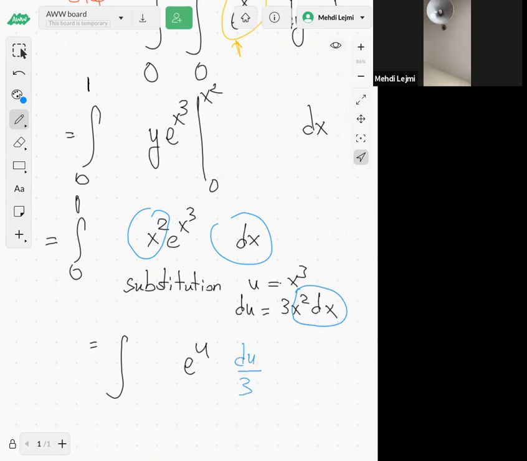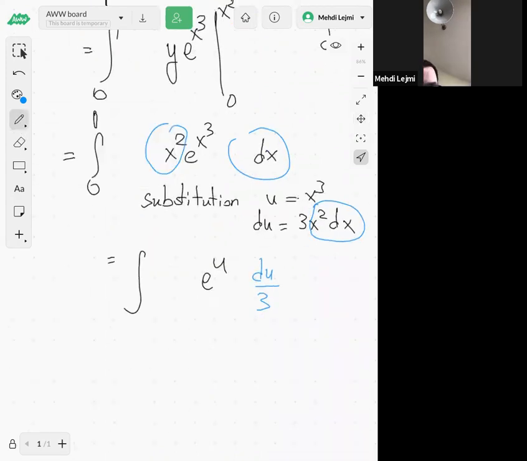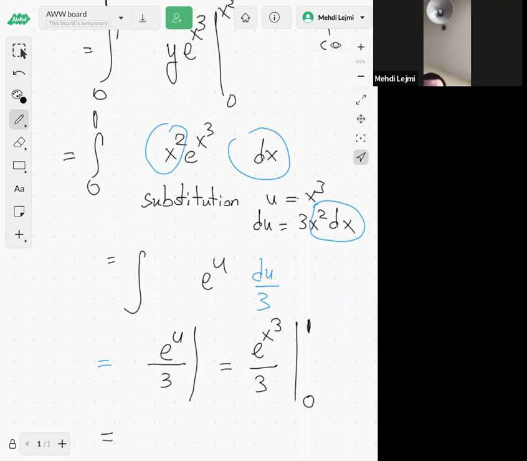Well, the integral of e to the u with respect to u is just e to the u, and the division by 3 is just a constant. So it's just e to the u over 3. But then in terms of x, u is equal to x cubed, so that's e to the x cubed over 3. And your x is between 0 and 1. So if x is 1, that's e to the 1 cubed, so that's just the number e over 3. And when x is 0, e to the 0 is 1, so minus 1/3.